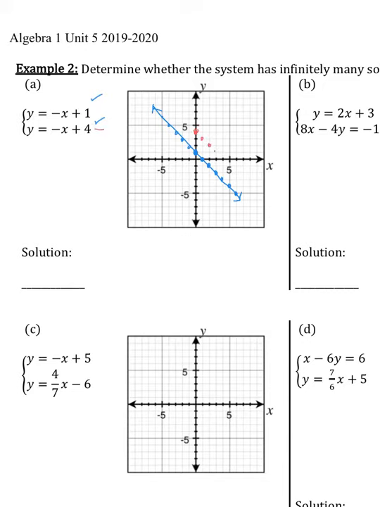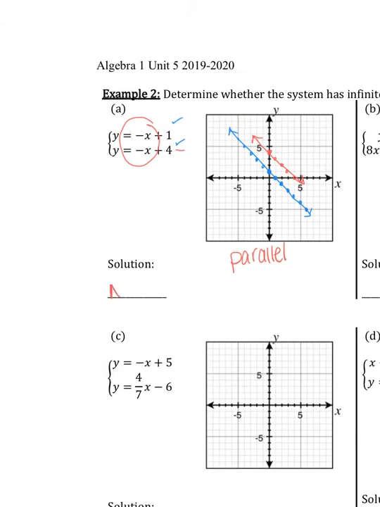Oh, and I notice that they're parallel. I honestly should have seen that because they have the same slope. And because they're parallel, we would say then no solution.